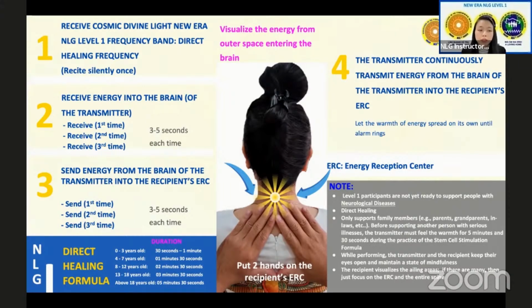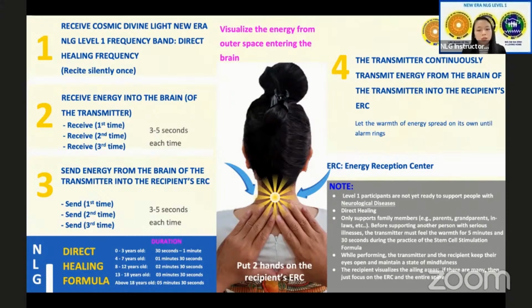And this is the direct healing frequency. It means that you need to be there physically with the person. You cannot transmit energy indirectly, let's say through a live stream, through FaceTime or something like that. So not in the same way as Mr. Lei transmitting energy, not in the same way that a lot of other participants transmit energy from afar. This is direct healing. So you need to be there with the recipient.